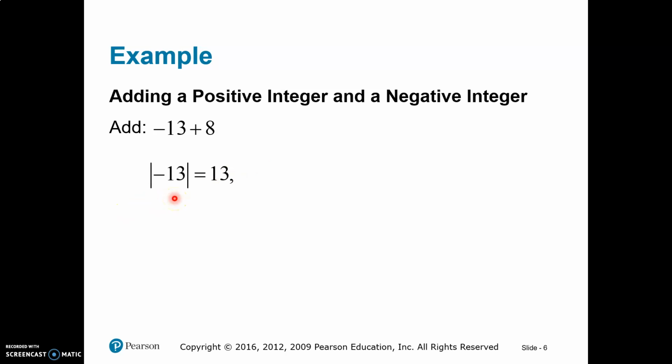First, we take the absolute value of negative 13, which is 13, and the absolute value of 8, which is 8. The difference is 13 minus 8, which is 5. But because the absolute value of negative 13 is bigger than the absolute value of 8, the answer is negative 5.